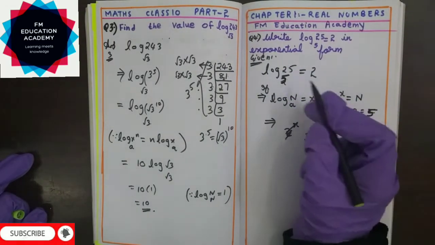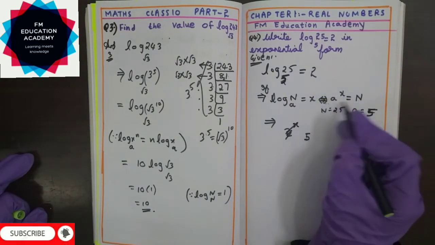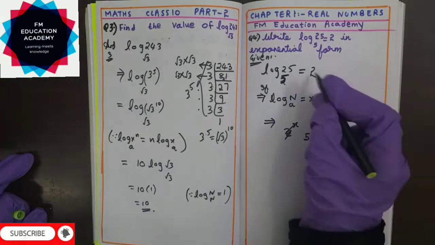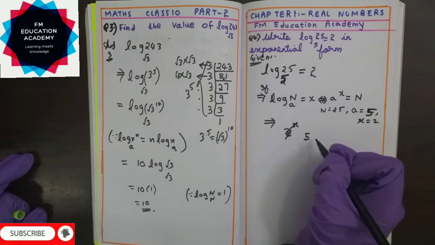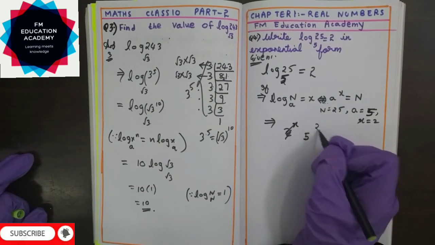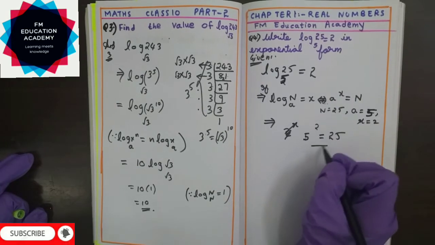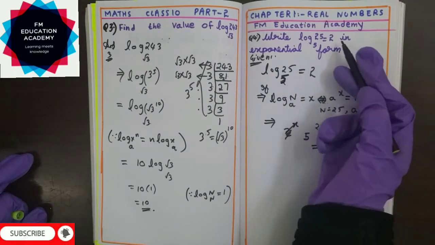Now we are using this formula: if log n to the base a is equal to x, then a power x is equal to n. We are writing this exponential form. By comparing, we got n is 25, a is 5 and x is 2. So a power x means a is 5 and x is 2, which is equal to n, that is 25. We know 5 square is equal to 25, so our answer is correct. This is the exponential form of log 25 to the base 5 is equal to 2.